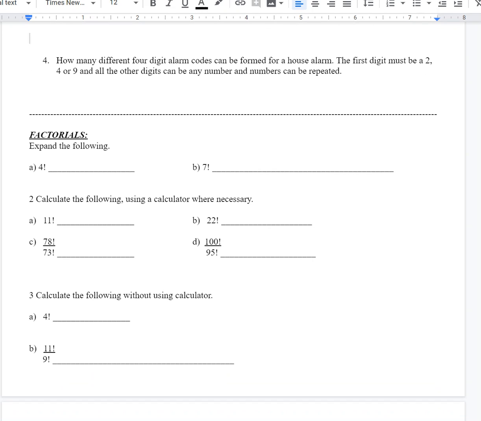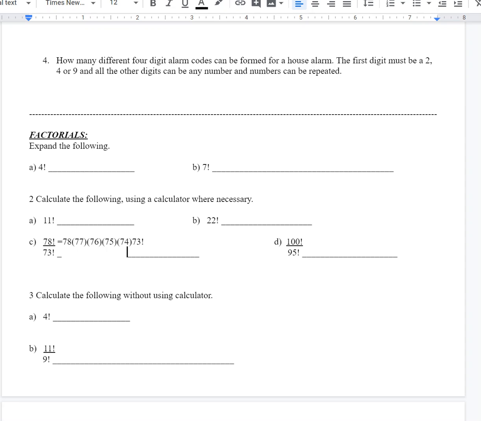Factorial, again, you expand by writing 4 times 3 times 2 times 1, etc. You can use a calculator for some of these. I want you to try to figure out how you can cancel things out. So like this one, I would end up writing 78 times 77 times 76 times 75 times 74, and I'm going to stop there because on the bottom I have 73 factorial. That's the same as this here.